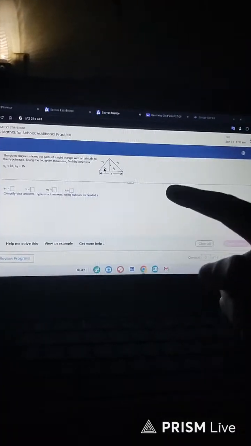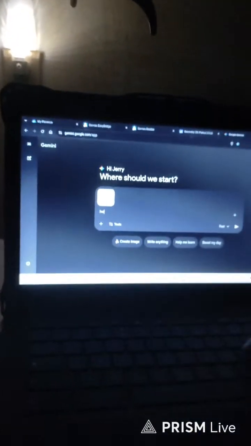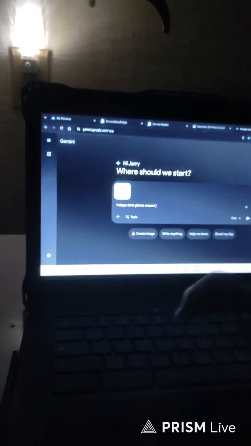How am I supposed to solve this? I got a 68 on my quiz. How do you expect me to solve this? I don't know. So, Gemini, it's time to learn. This is definitely not the same thing as before. Don't give me the answer. Teach me.